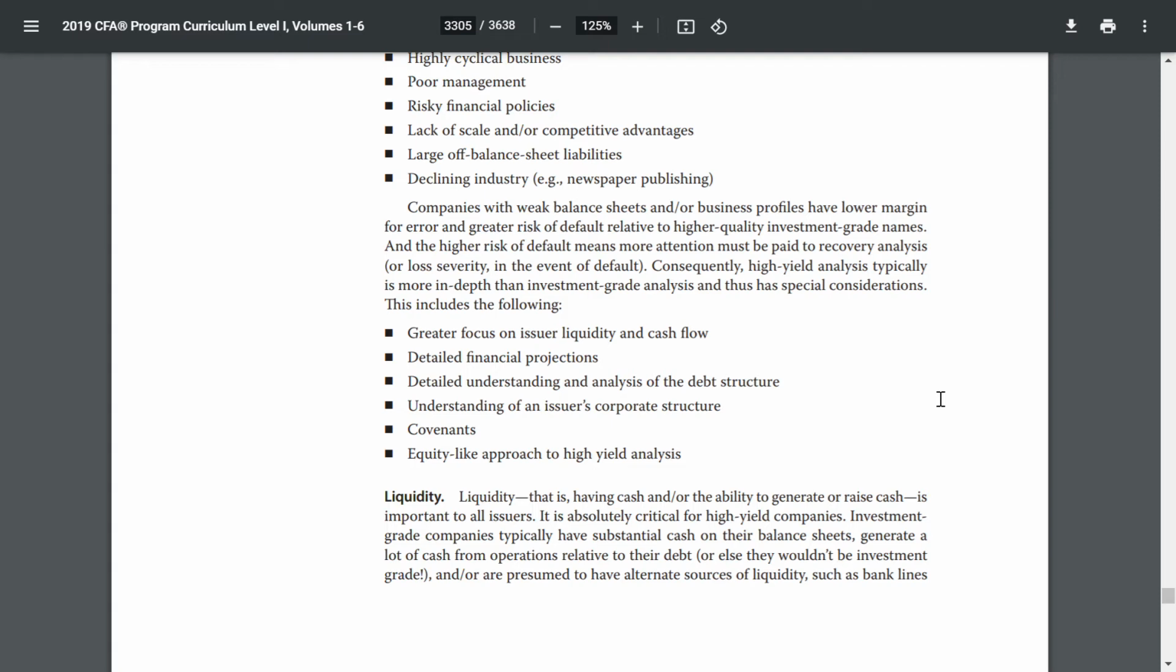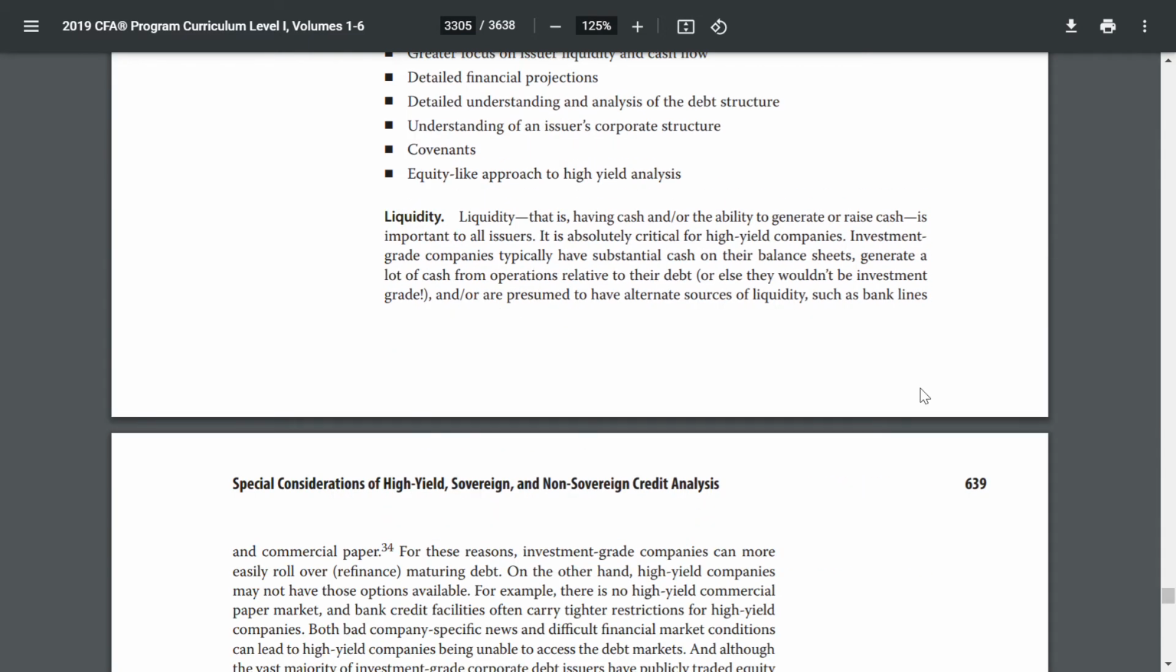Consequently, high yield analysis typically is more in depth than investment grade analysis and does have special considerations. These include the following: greater focus on issuer liquidity and cash flow, detailed financial projections, detailed understanding and analysis of debt structures, understanding of an issuer's corporate structure, covenants, and an equity-like approach to high yield analysis.